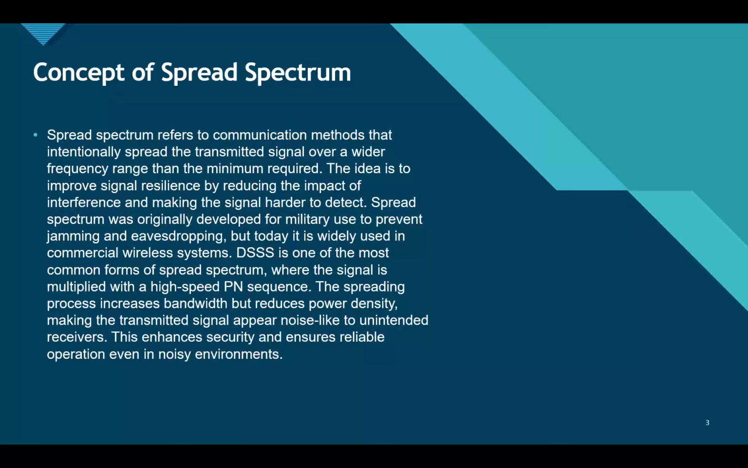DSSS is one of the most widely used forms of spread spectrum. Here, the data signal is multiplied by a high speed pseudo-noise sequence. This spreading increases the bandwidth but also reduces power density, which makes the transmitted signal look almost like noise to unintended receivers. This technique enhances privacy and allows communication to work reliably even in a noisy environment.